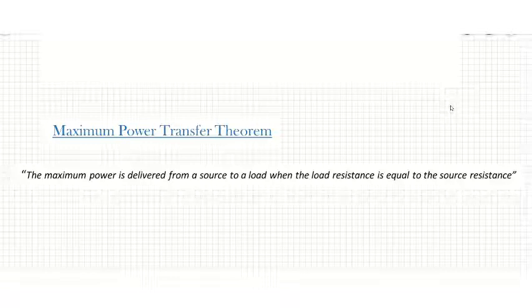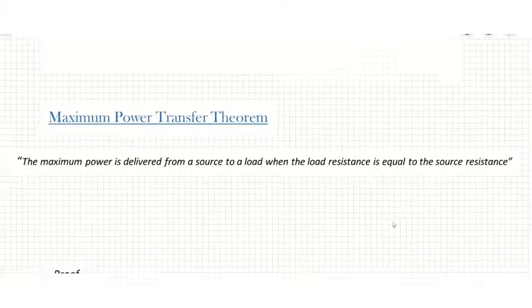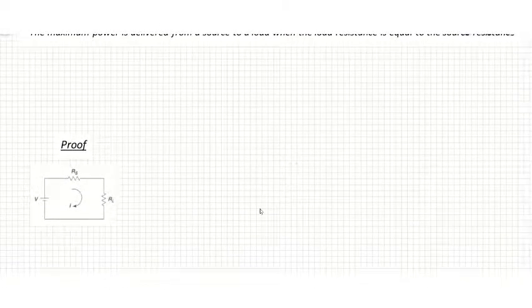Then we are going to prove the theorem. Let's consider a simple circuit like this. A voltage source, then a series resistor Rs and load resistor RL. Current flowing through the circuit is I.